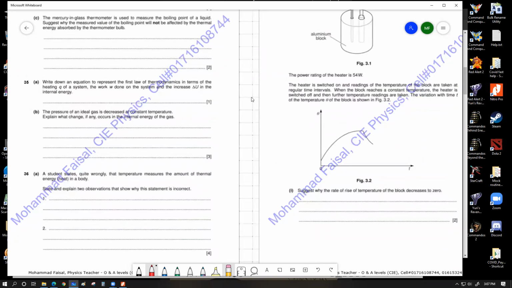Question number 36 says, a student states quite wrongly that temperature measures the amount of thermal energy or heat in a body. State and explain two observations that show why this statement is incorrect. Four-mark question. Without looking at the mark scheme, can you think of an answer that might score you all 4 marks?